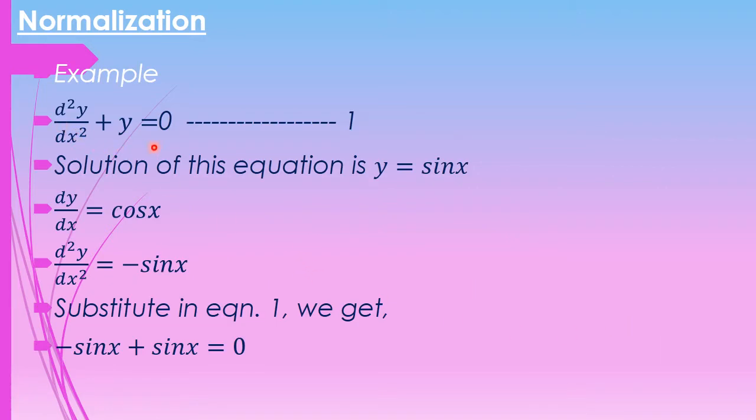Here the differential equation is d square y by dx square plus y is equal to 0. The solution of this equation is y is equal to sin x. If I differentiate this with respect to x, I get cos x. Once again I differentiate, I get minus sin x. If I substitute dy by dx and d square y by dx square in the equation, I get minus sin x plus sin x is equal to 0. So y is equal to sin x is the solution of the above equation.